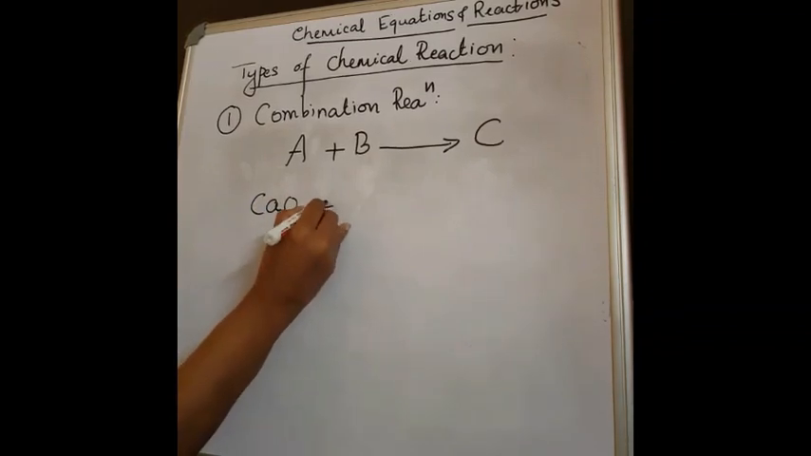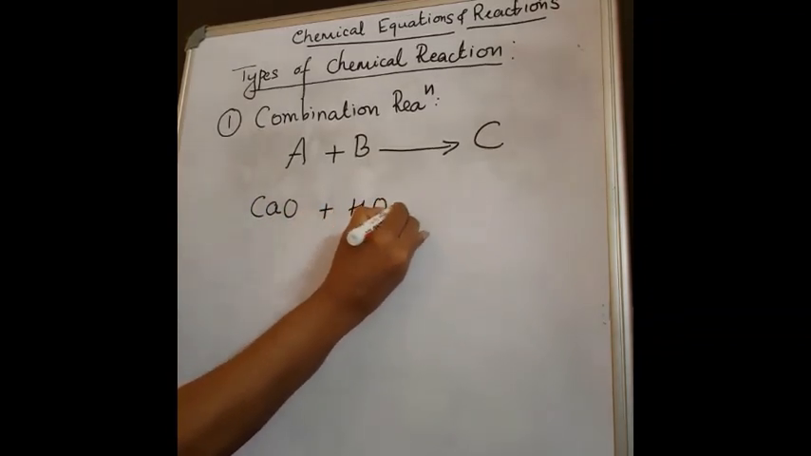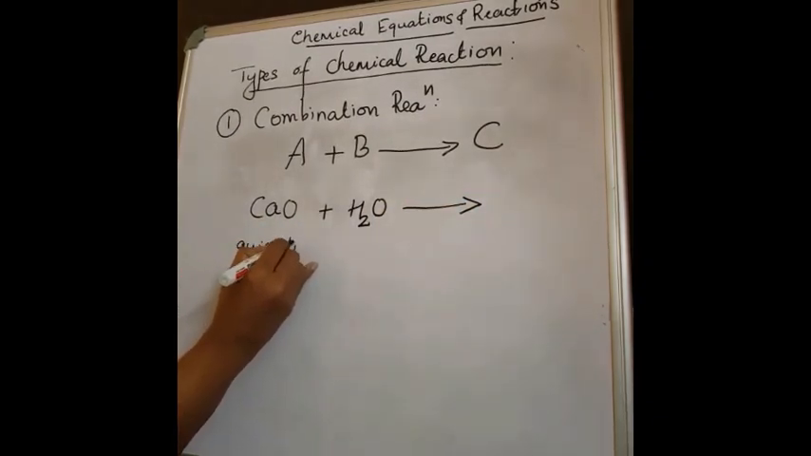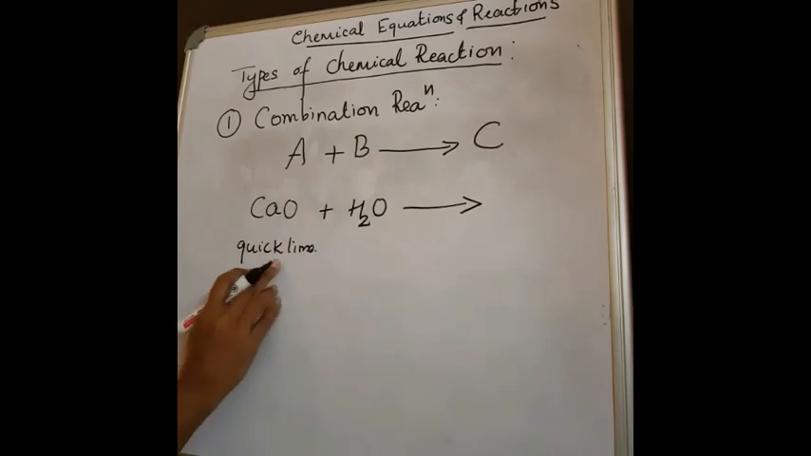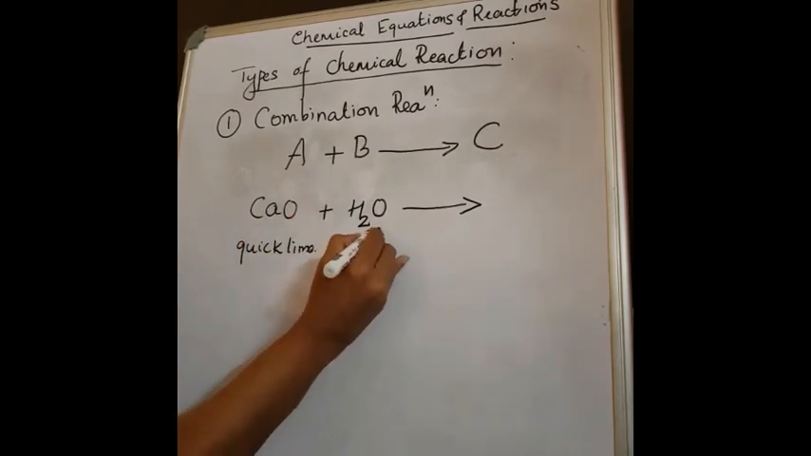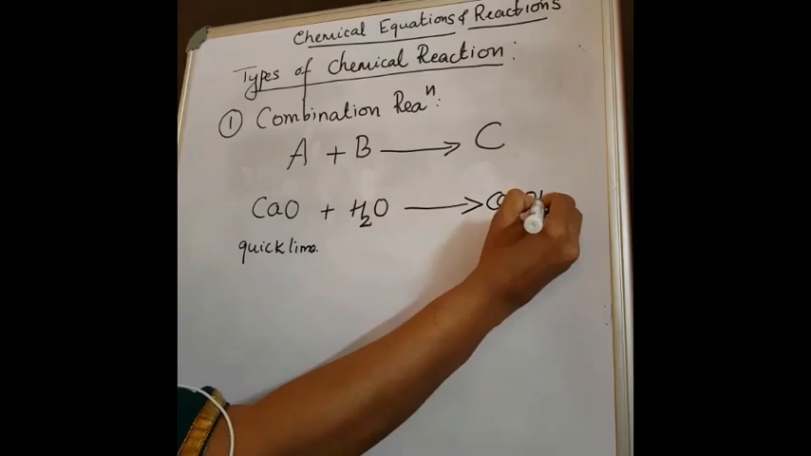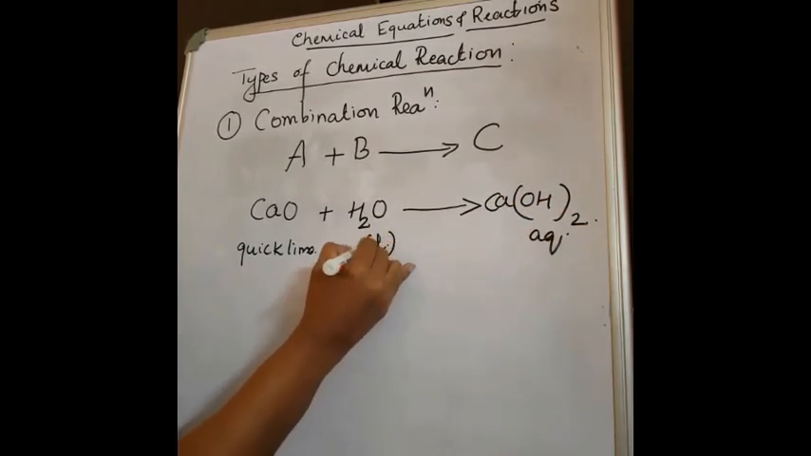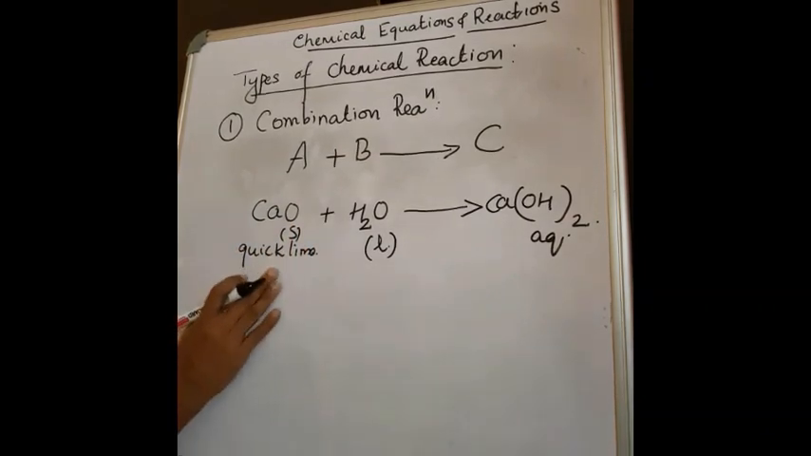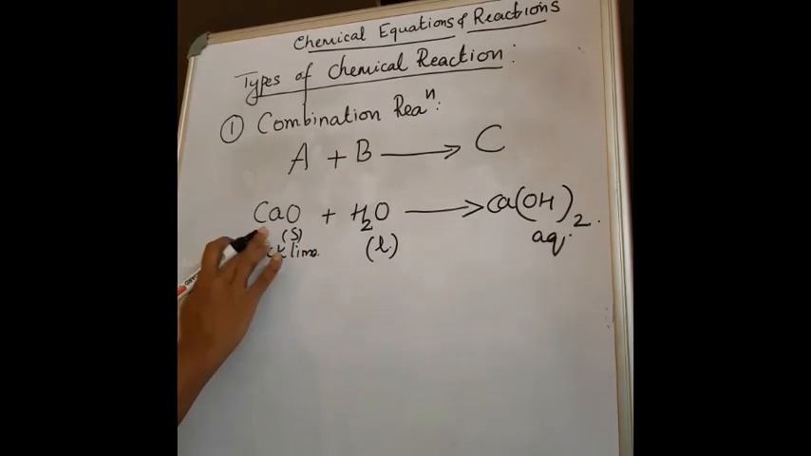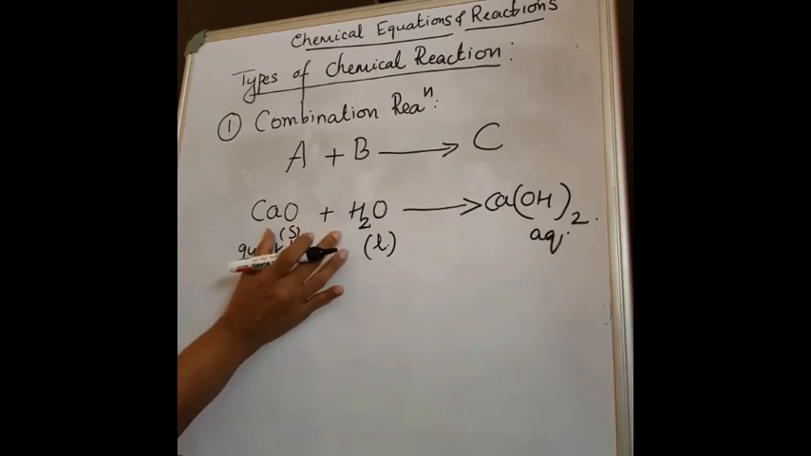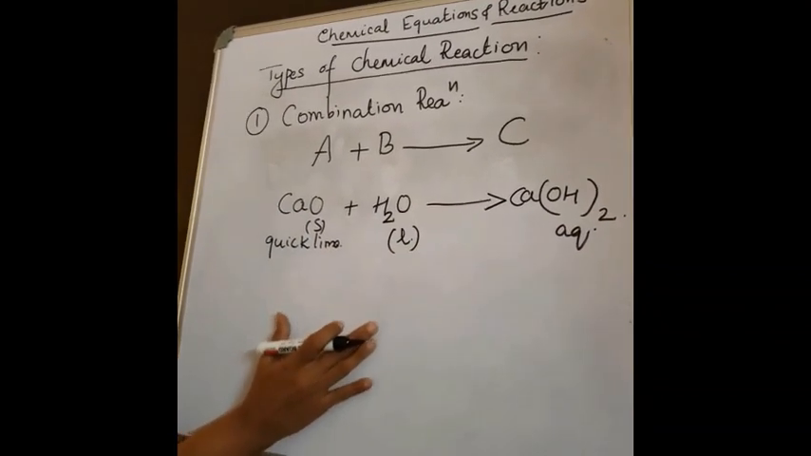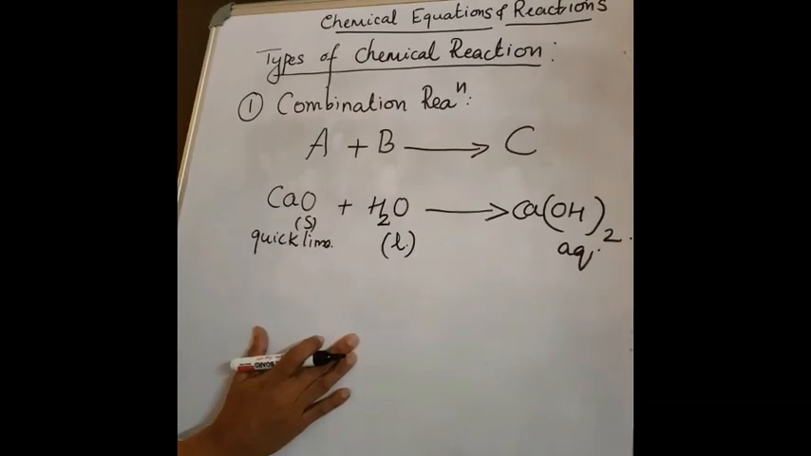calcium oxide plus water. Now what is calcium oxide? Calcium oxide, you say it is quicklime. When quicklime or calcium oxide is treated with water, you will get calcium hydroxide. Now what happens in this reaction? In this reaction, 2 reactants react or combine to form a single product. So you can say this is an example of a combination reaction, isn't it?